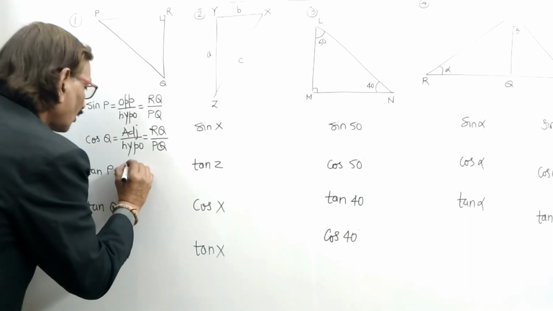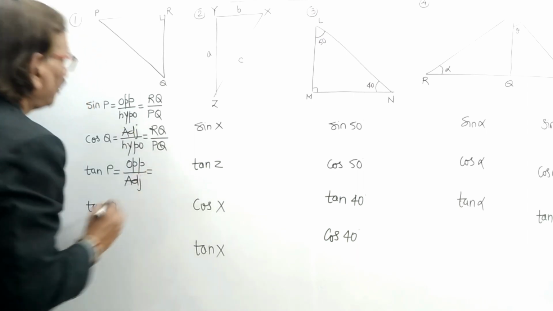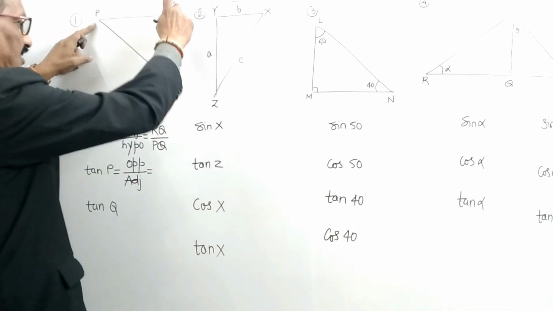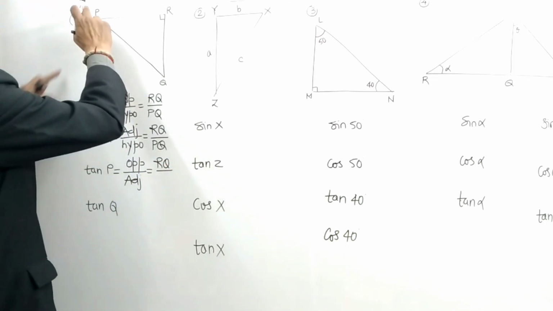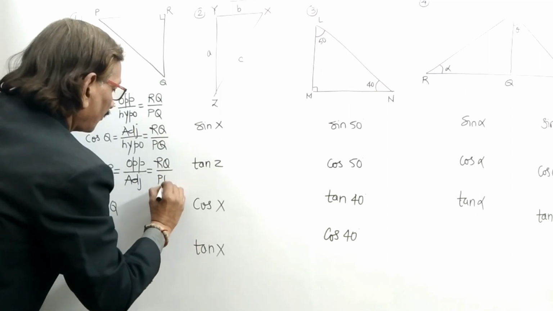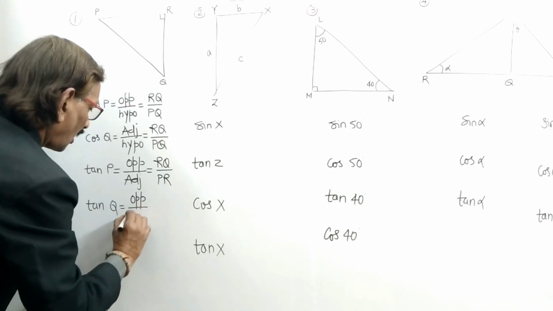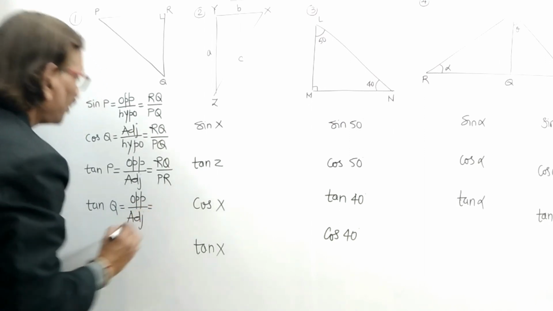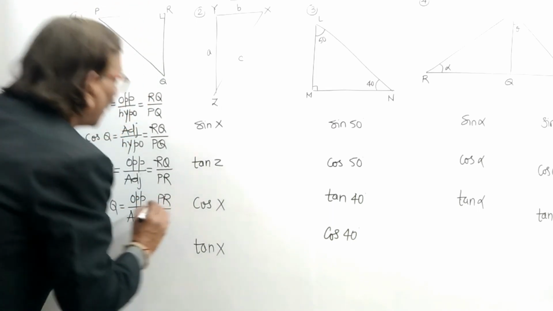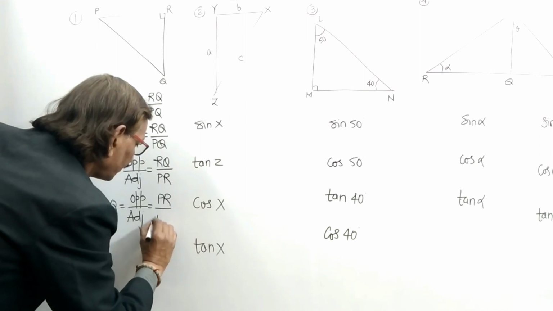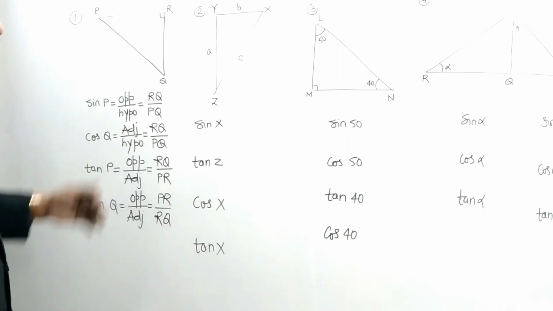Tan P, opposite upon adjacent. For P, the opposite side is RQ and the adjacent side is PR. Again tan Q, opposite upon adjacent. For Q, the opposite side is PR and the adjacent side is RQ. This is how the first problem goes.